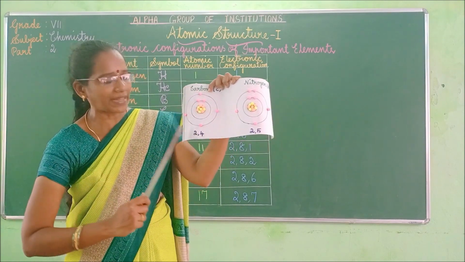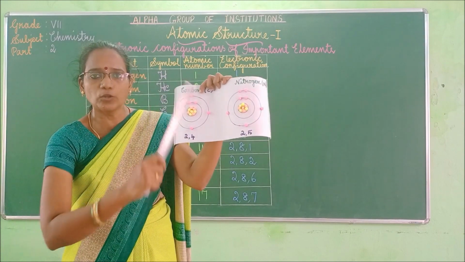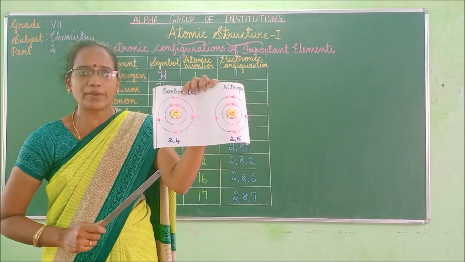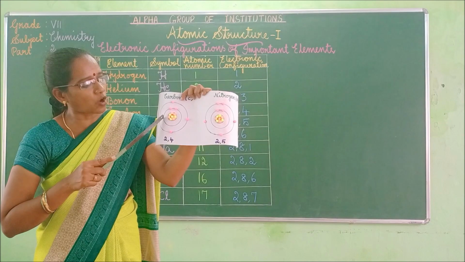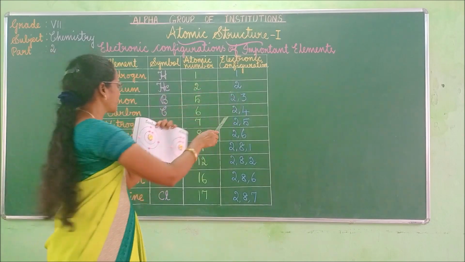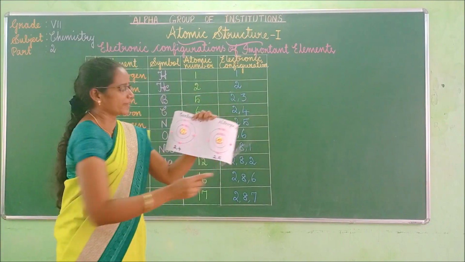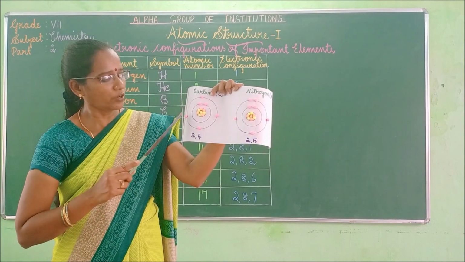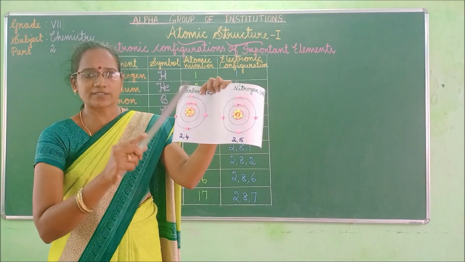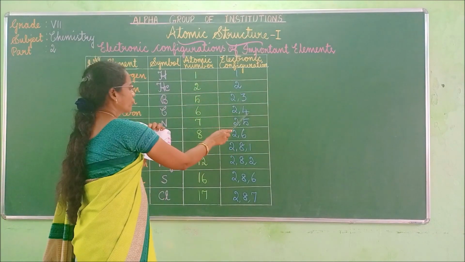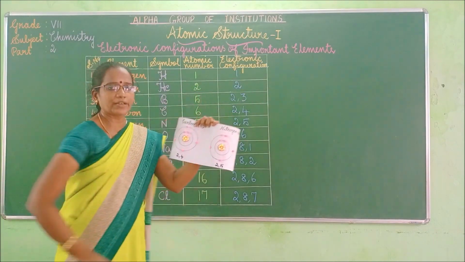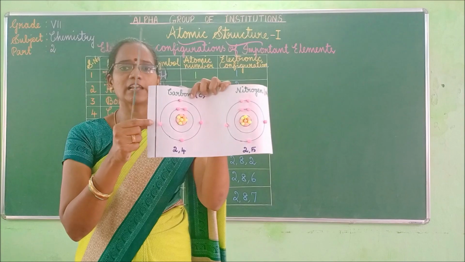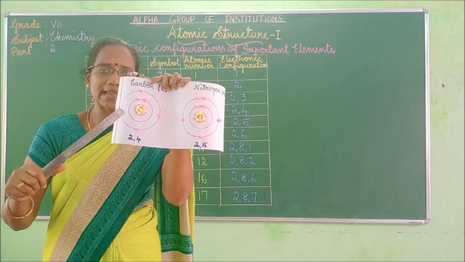These are nothing but electrons which revolve around the nucleus in circular orbits. In the first orbit, 2 electrons are present. In the second orbit, 1, 2, 3, 4, 4 electrons are present. So 2, 4, and you will get the atomic number 6. This is the electron arrangement of the carbon element.